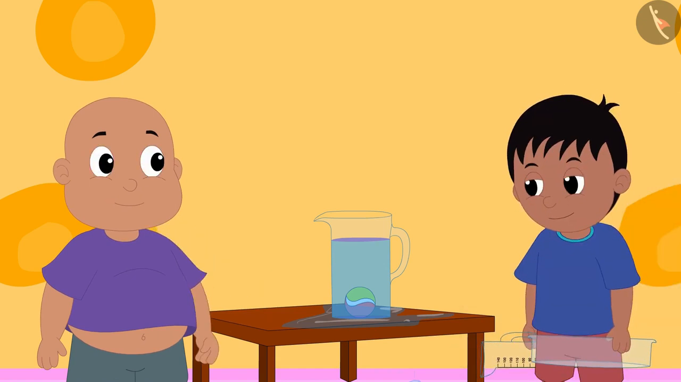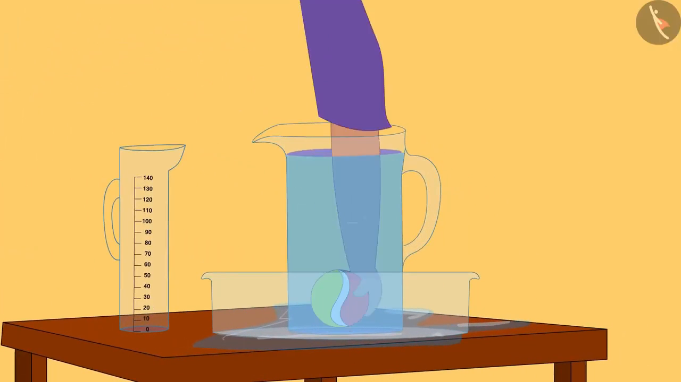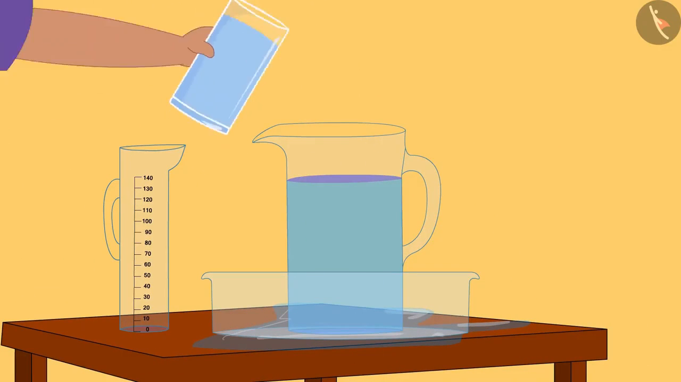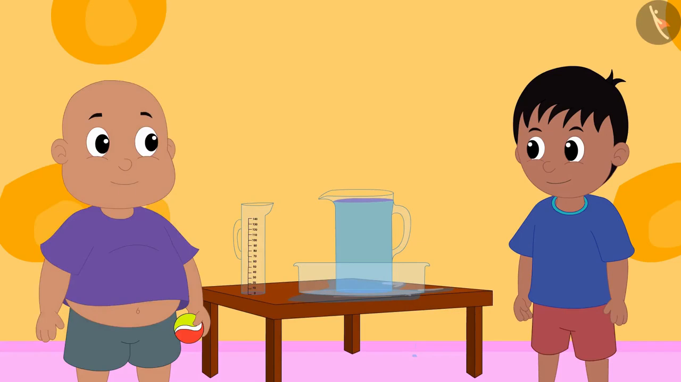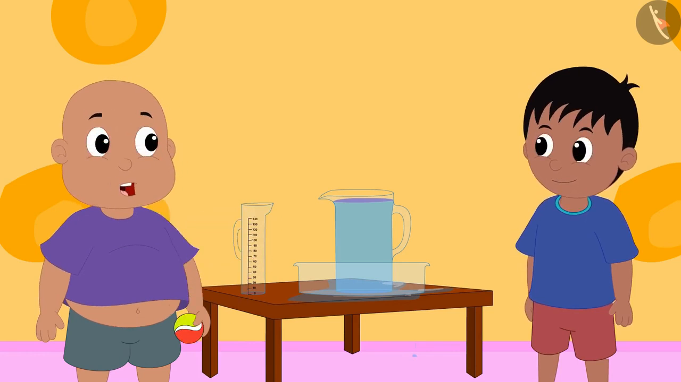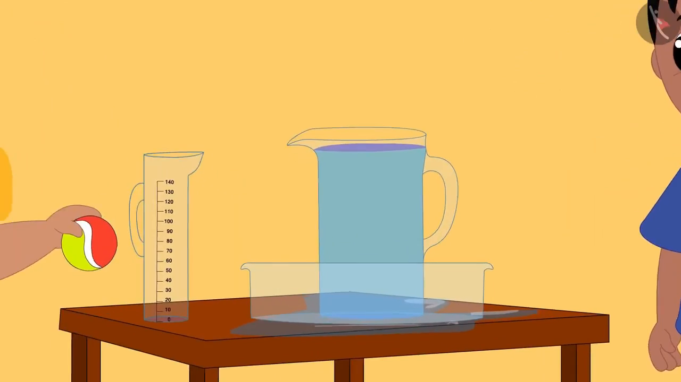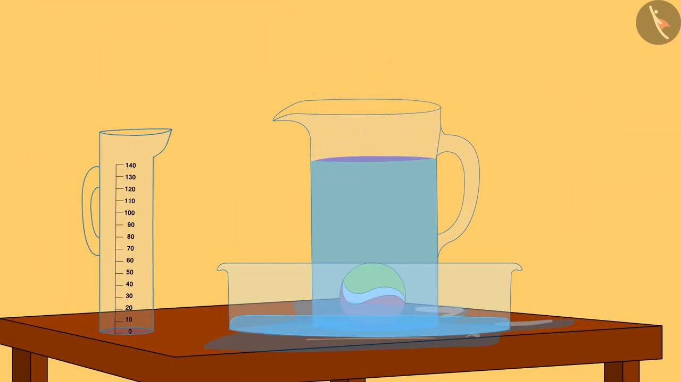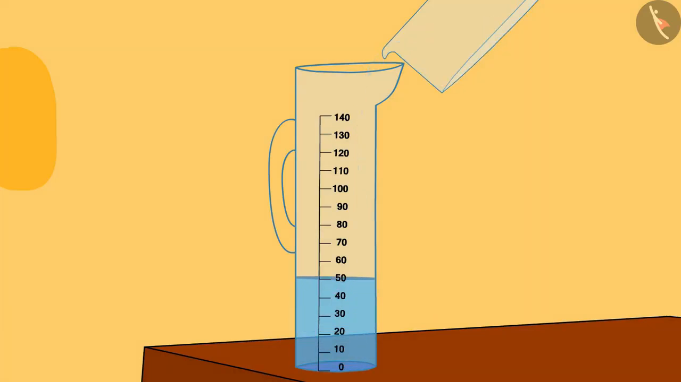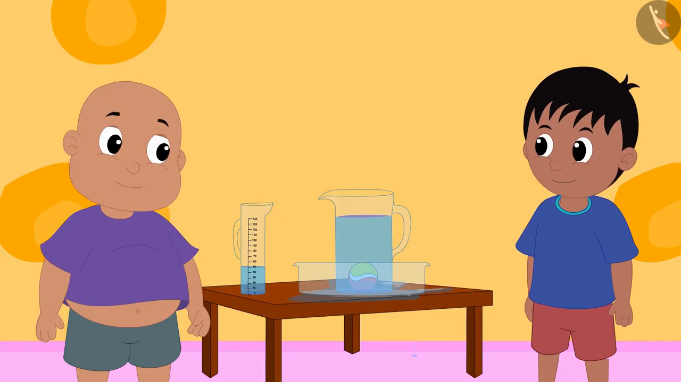Raju quickly brought a measuring cup from his room. Now Bablu took the ball out of the jug and filled it completely once again. Raju, now I will put this ball once again in this jug, and this time when the water spills out, I will fill it in this measuring cup. Saying this, Bablu put the ball into the jug and once again water spilled and he filled it in the measuring cup. Raju, can you tell me how much water is in the measuring cup?